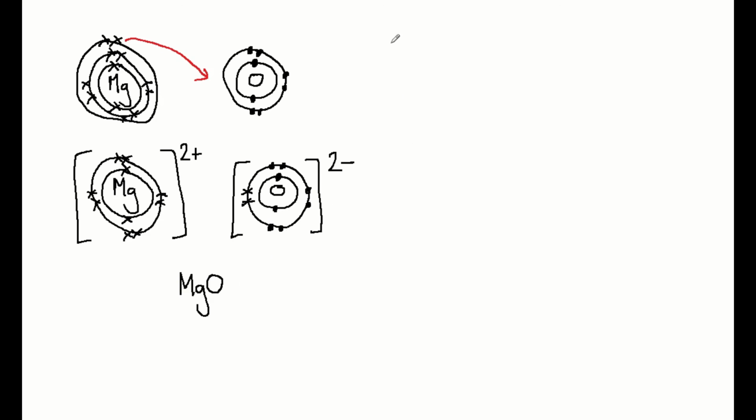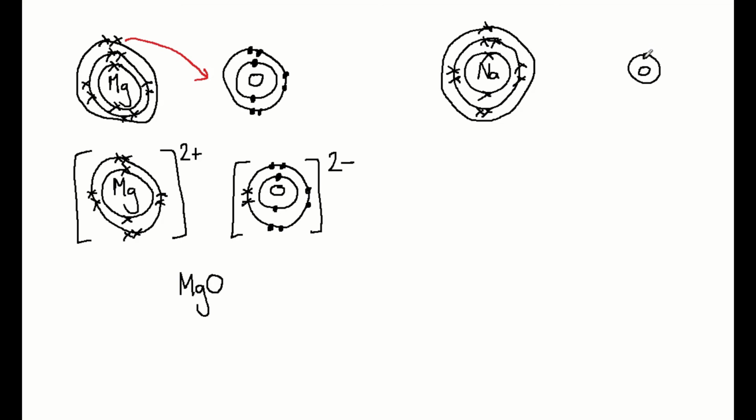The other one we needed to do was sodium and oxygen. Now sodium has got 11 electrons, so let's just quickly draw that one. 1 in the outer shell. And oxygen, as we've already said, has got 8, so we quickly redraw that one. There we go. Now, what we're going to see in this case is this electron here is still going to be transferred, but that would only obviously give it 7 electrons.